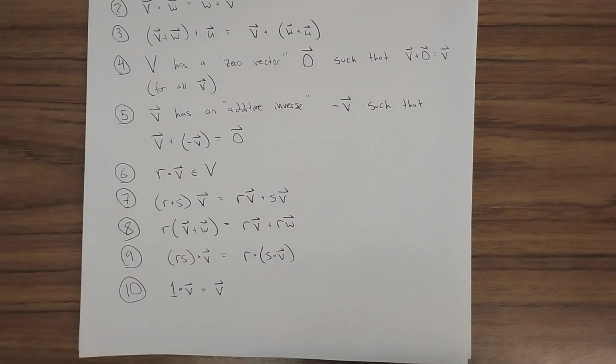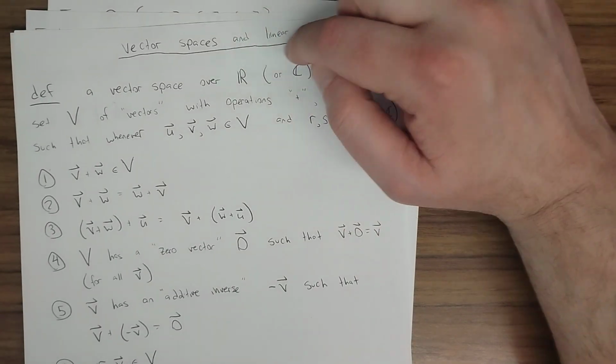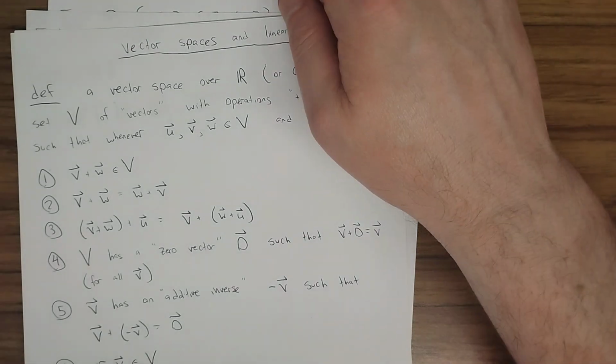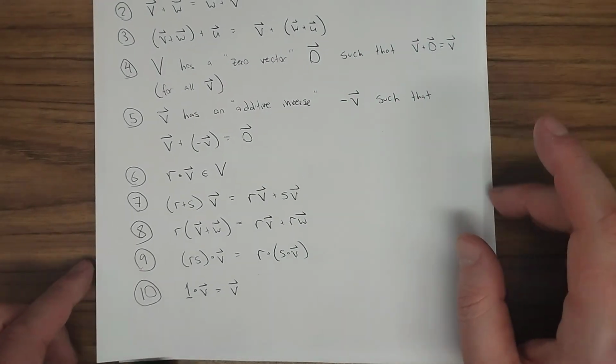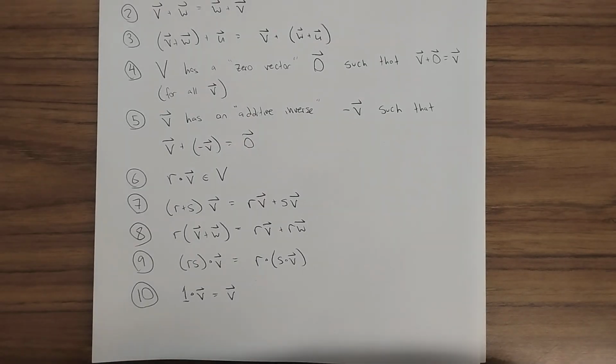And finally, 1 is a scalar. It's a member of my set of real numbers. It's also a member of my set of complex numbers, so either way. And if I take that scalar and do scalar multiplication with V, I'm supposed to get back V.